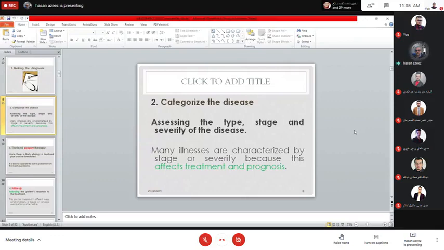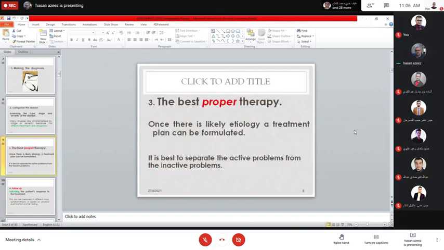Many examples include multiple sclerosis, myasthenia gravis, Parkinson, migraine. The treatment depends on either the type or the stage or the severity of the disease. And sometimes the prognosis depends on the type, stage, and severity of the disease. So we should categorize neurological diseases.